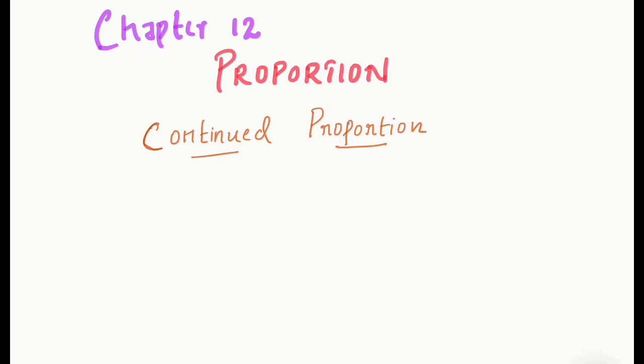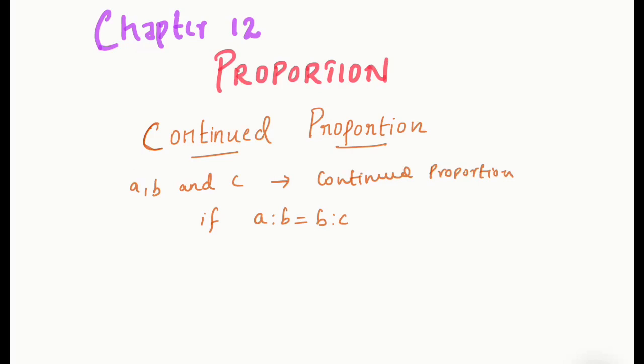Three terms A, B and C, all of the same type, that means same type and same unit, are said to be in continued proportion if A is to B equals B is to C. In this case we have only three terms, that is A, B and C. So they are said to be in continued proportion if A is to B equal to B is to C.